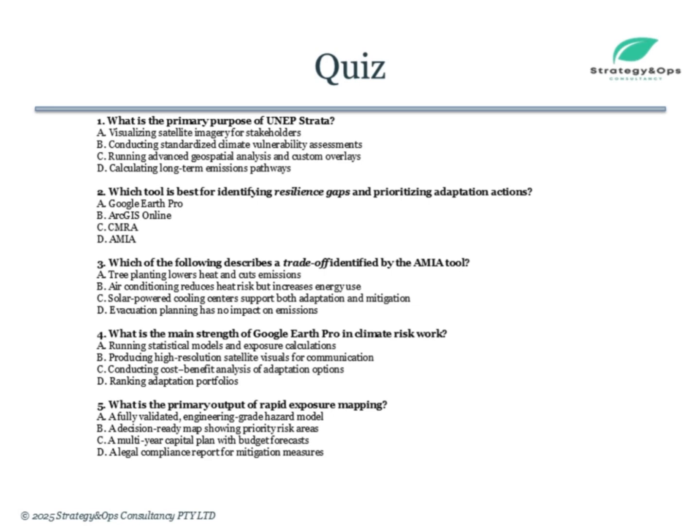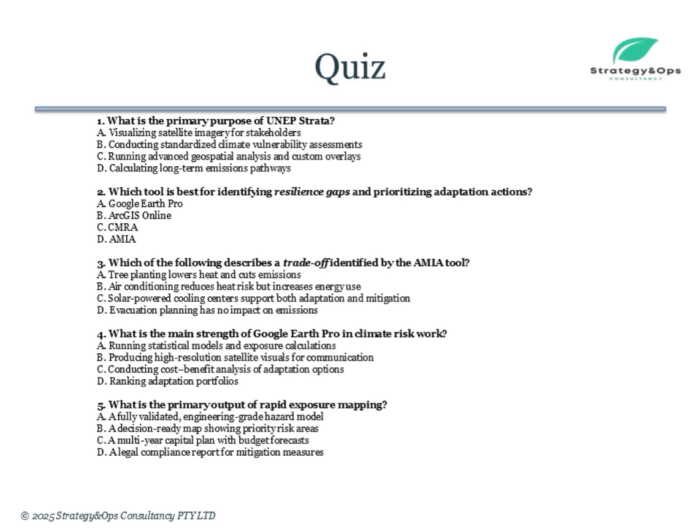Question 3. Which of the following describes a trade-off identified by the AMIA tool? A. Tree planting lowers heat and cuts emissions. B. Air conditioning reduces heat risk but increases energy use. C. Solar-powered cooling centers support both adaptation and mitigation. D. Evacuation planning has no impact on emissions.